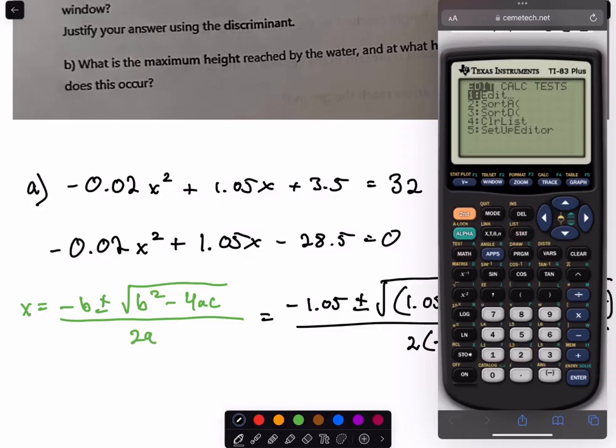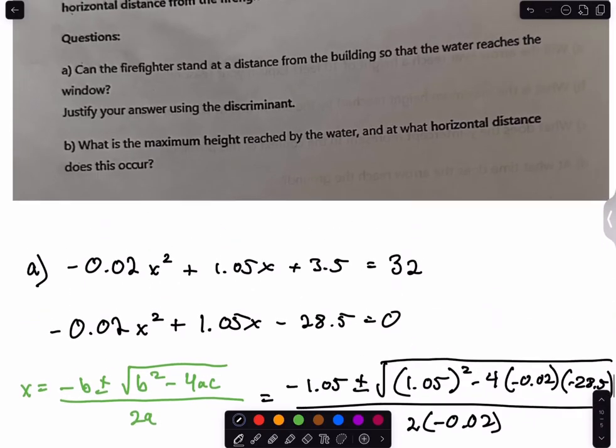And let's put this in parentheses. But yeah, I think we're going to get an error. Looks like we have a negative discriminant. Just quit. Okay. So then, can the firefighter stand at a distance from the building so that the water reaches the window? It looks like it's a no.